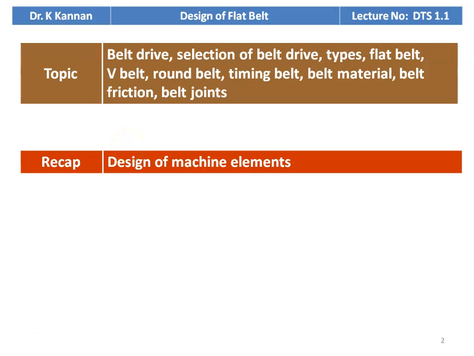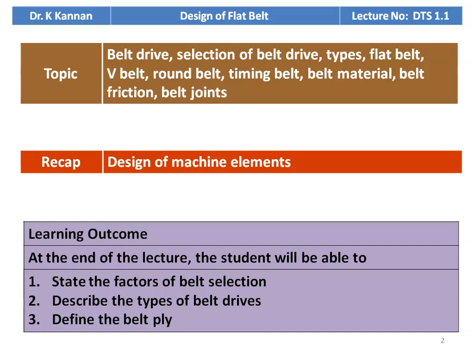In the earlier semester you studied the design of machine elements. Certain concepts of design of machine elements are also applicable in the design of transmission system. So, you are requested to review the previous subject you studied, design of machine elements. And the learning outcome for this lecture: at the end of the lecture, the student will be able to state the factors of belt selection, describe the types of belt drives, and define the belt ply.